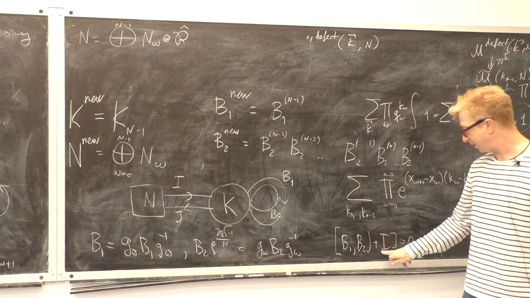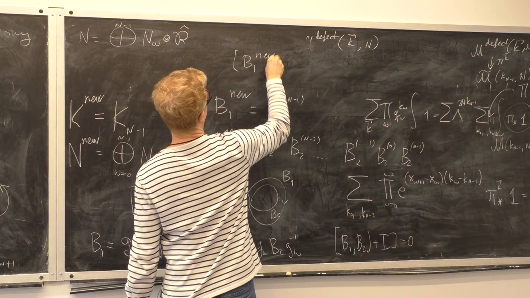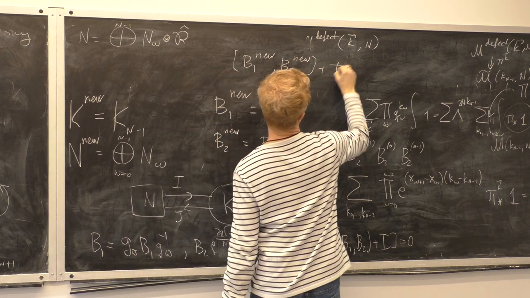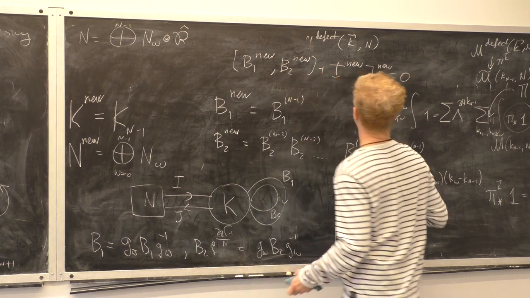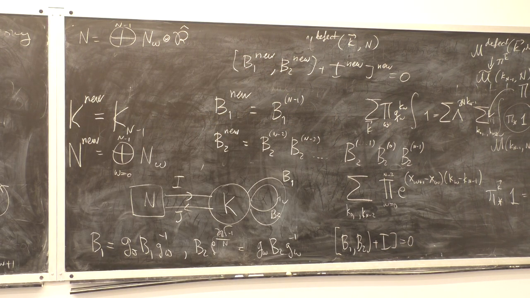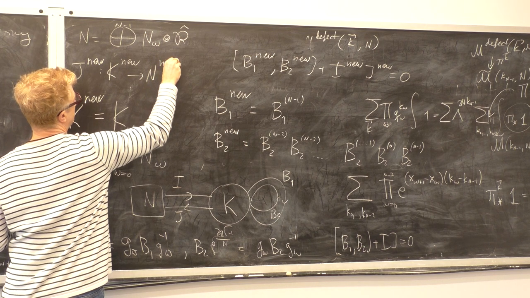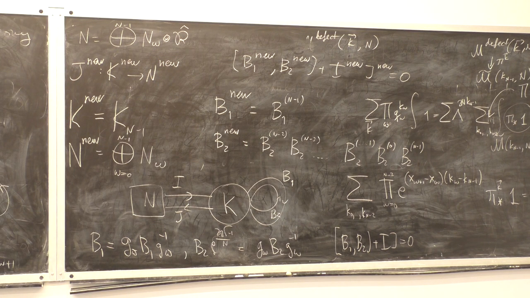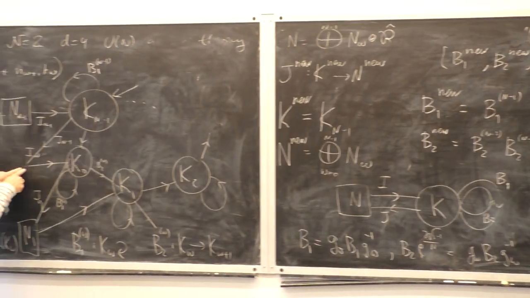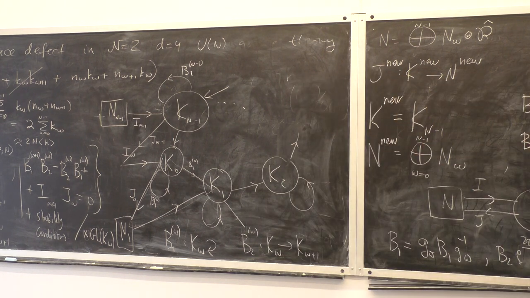So I claim that there are maps I and j which you can put here, which will solve the equation. Well, it's not so difficult to figure it out. So the j nu should map K nu to N nu. So what it does, you start with j n minus 1, which sends you here, and then you... maybe not the best notation.